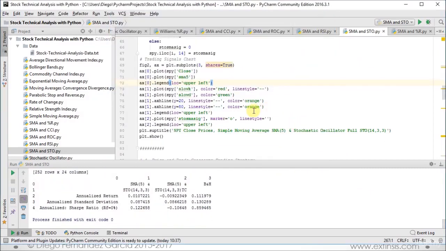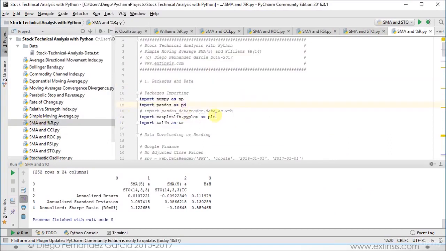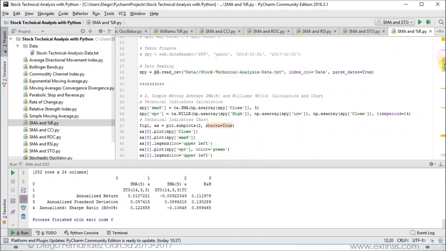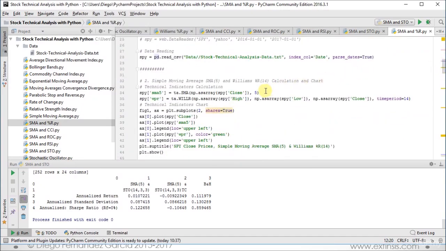So let's go into our last multiple indicator based trading signals, the ones generated by SMA and %R, which is Williams %R. Again, they are meant to be standalone type of files, so we first import our packages, then we do our corresponding data reading. Next, we calculate our technical indicators, 5-day simple moving average and 14 days Williams %R. Again, commonly used parameters, but can be modified according to your needs.